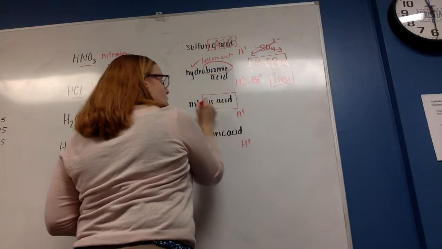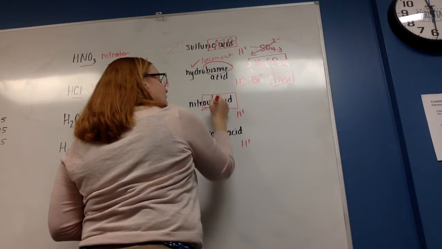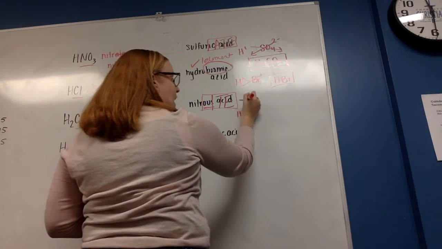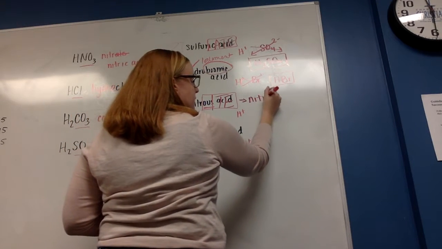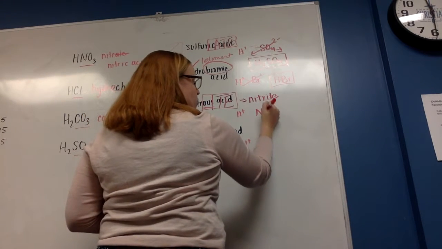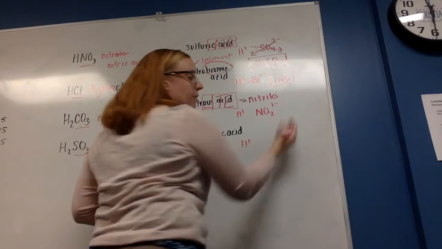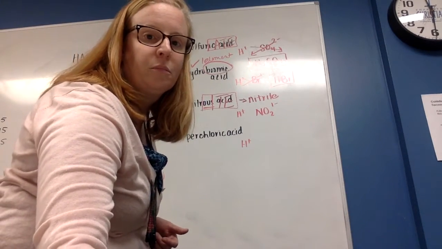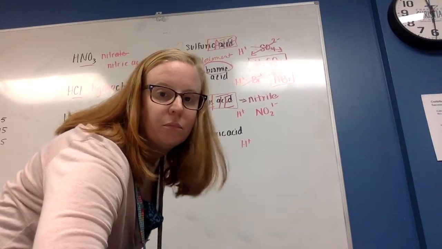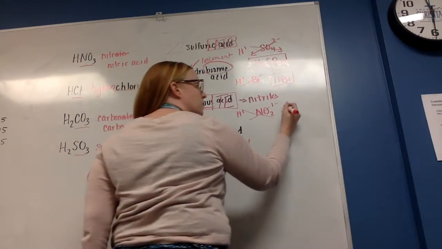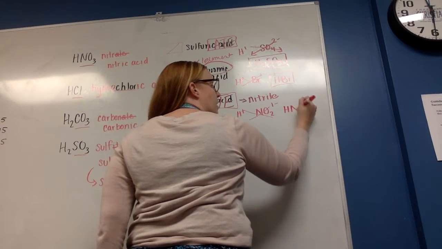Nitrous acid. Ous means that it came from ite. So it came from nitrite. Nitrite is NO2, -1 charge from your polyatomic ion chart. And when you crisscross, HNO2.